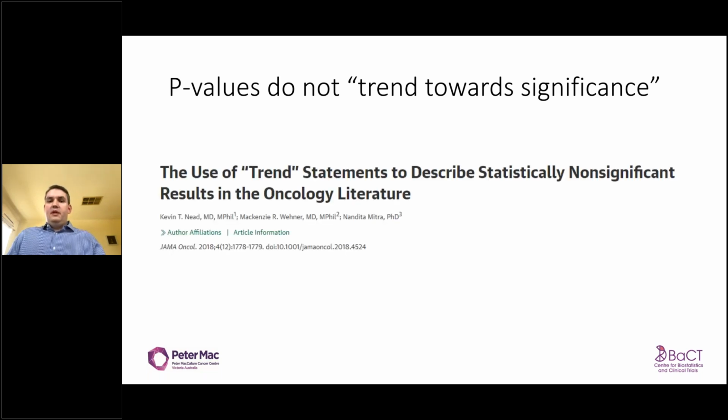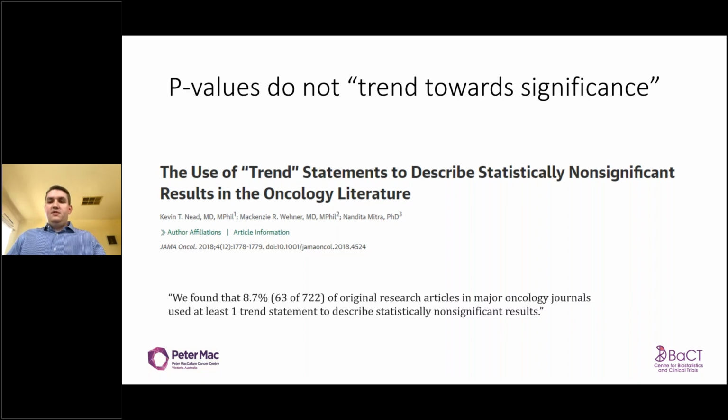This is very common, and in this paper from JAMA Oncology from 2018, they checked how often this occurred in the oncology literature, focusing on major oncology journals, and they found that 8.7% of original research articles in major oncology journals use at least one trend statement. I would expect that if we did this for all oncology literature, this would be higher.